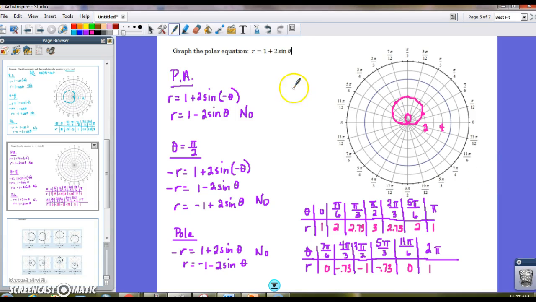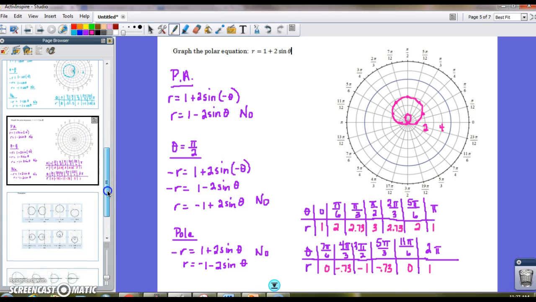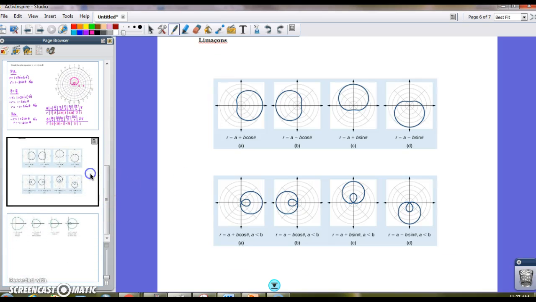Okay, this is called a limacon. Like I said, it kind of resembles a snail almost. That's why they call it that. And depending on the equation itself, all of our equations are either going to be r is equal to a plus or minus b cosine theta, or a plus or minus b sine of theta.